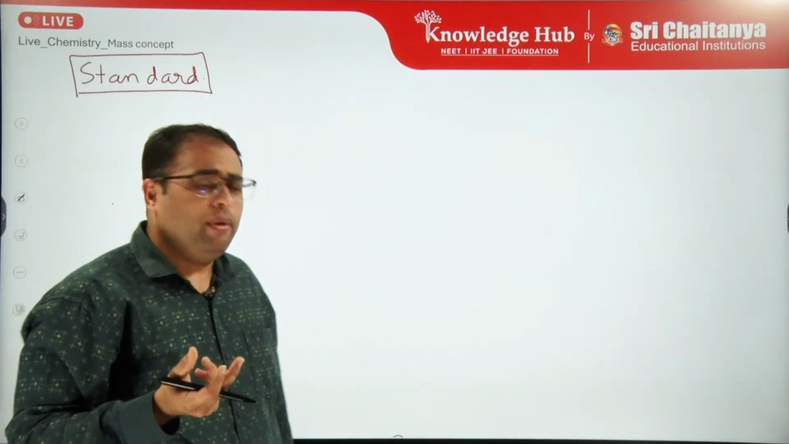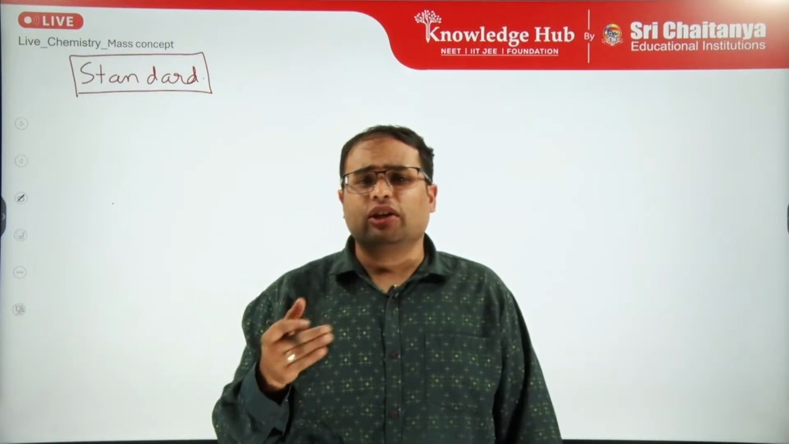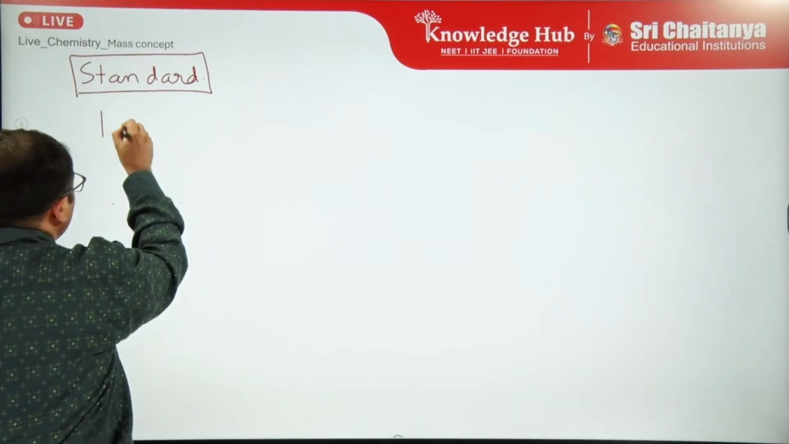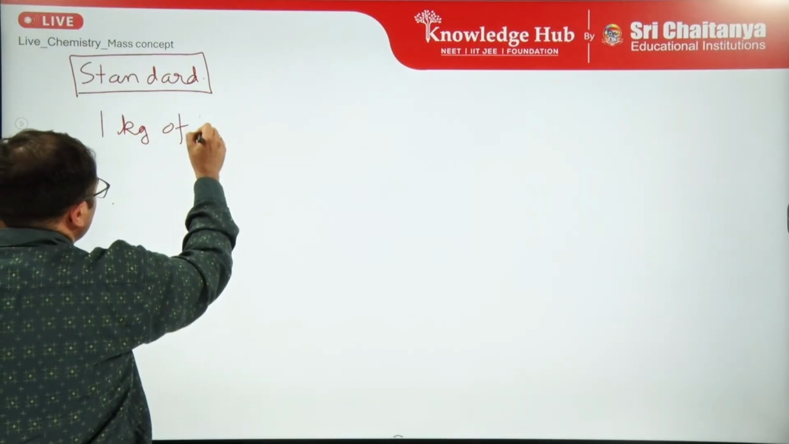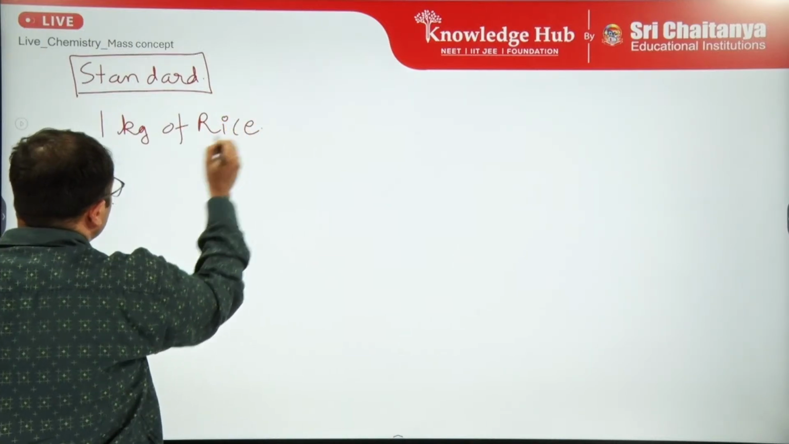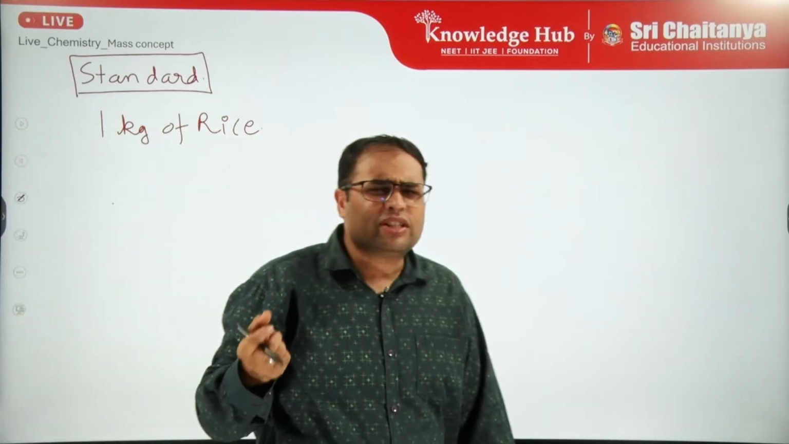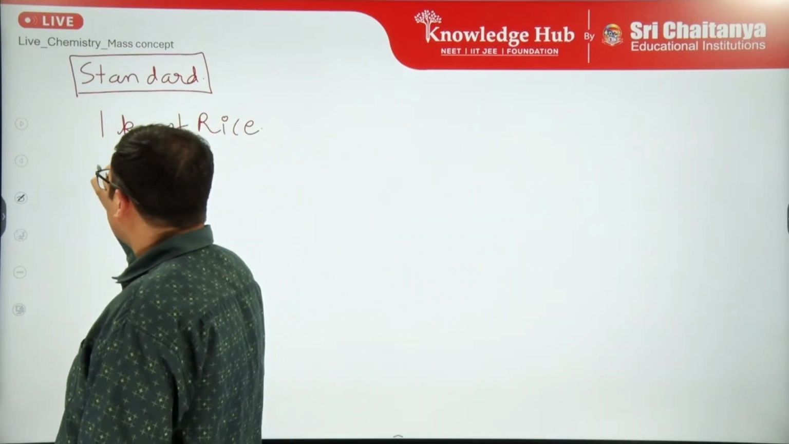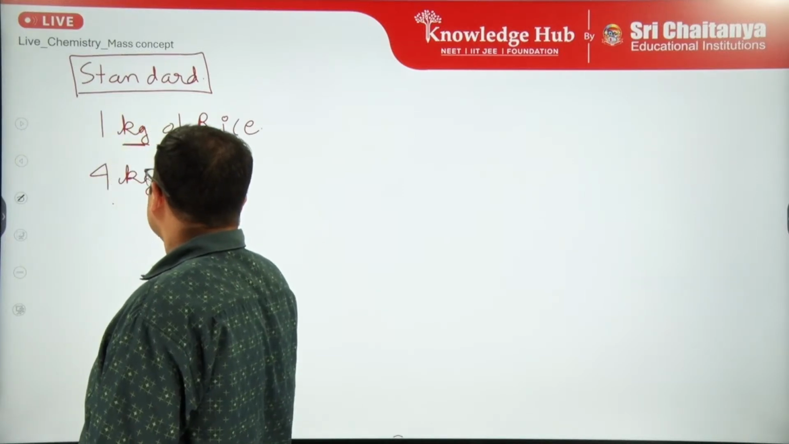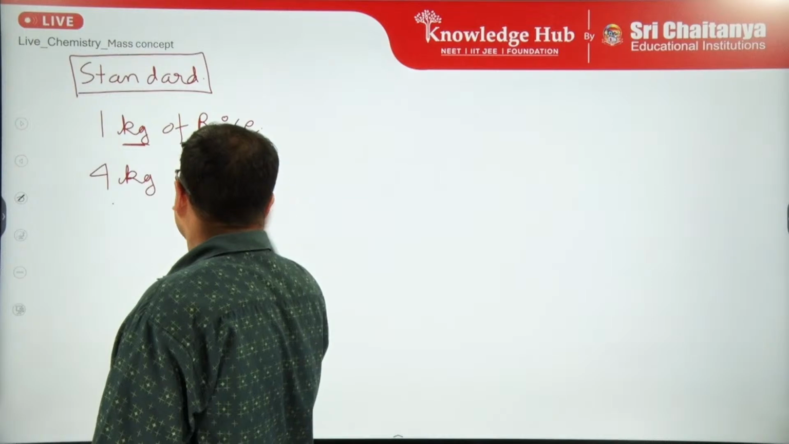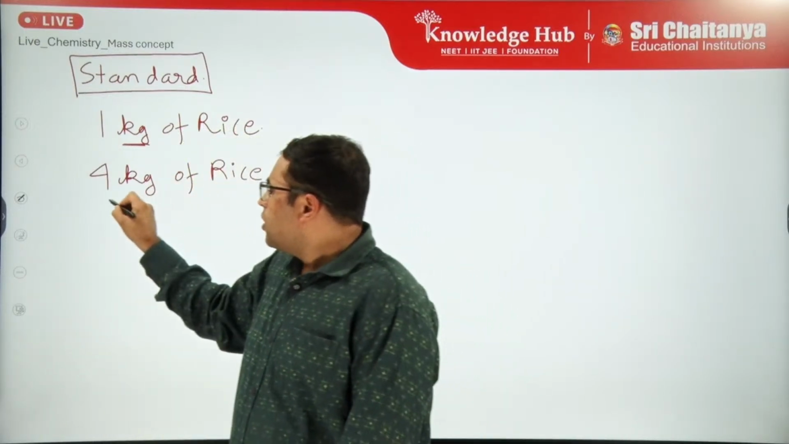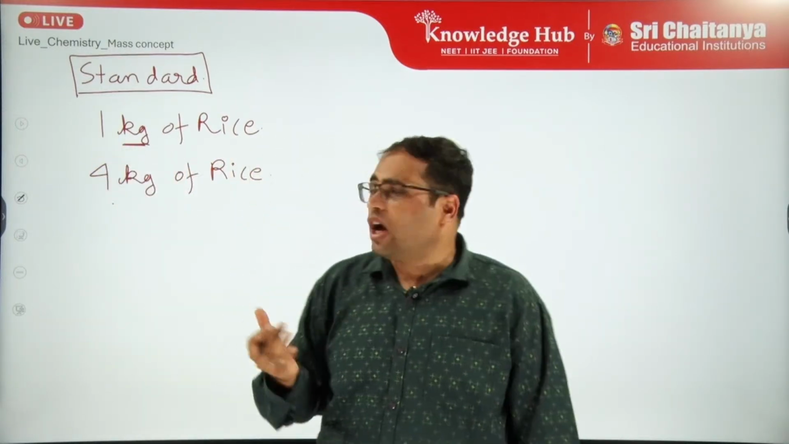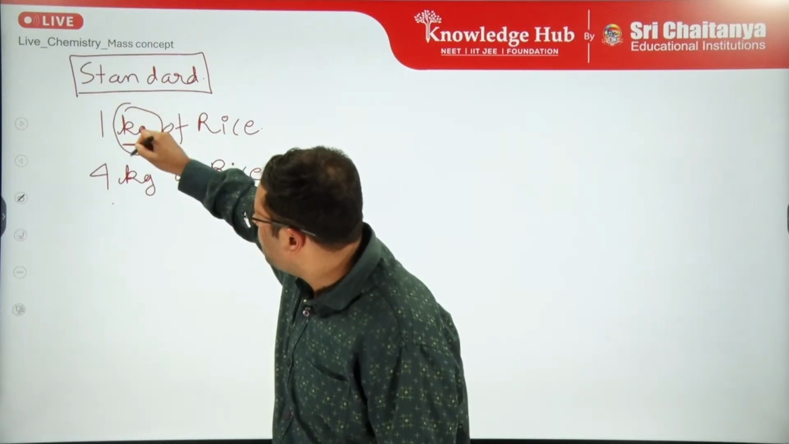Now, let me give you an example. Each one of you actually go to the market and buy 1 kg of rice, right? You will buy 1 kilogram of rice. So, how do you know how much is this 1 kilogram? What is this kilogram? Suppose you buy 4 kilogram of rice. So, the first person who actually got this idea of kilogram, what is this kilogram?